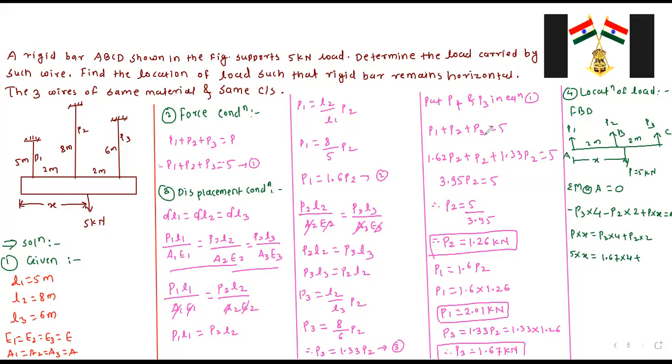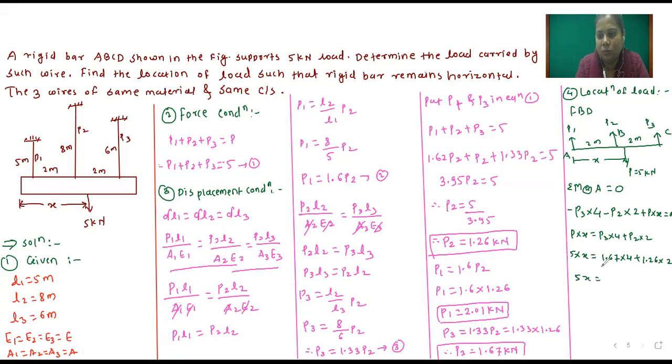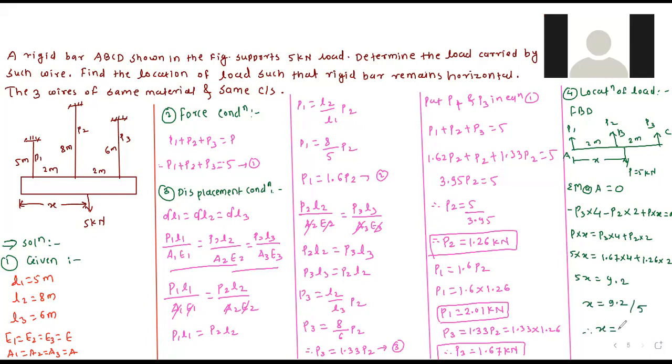Okay. And the value of P2 is 1.26 into 2. So 5x, which is equal to, you calculate this and tell me how much? 5x is 9.2. Therefore, x, which is equal to 9.2 divided by 5. Therefore, x is equal to 1.84 meters.